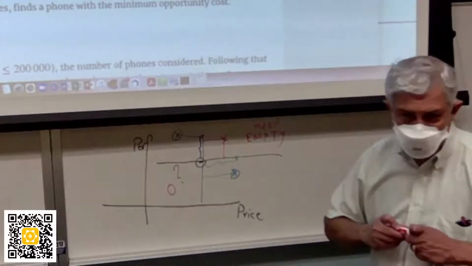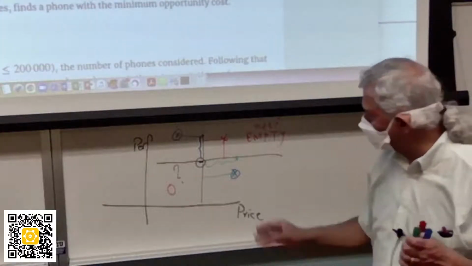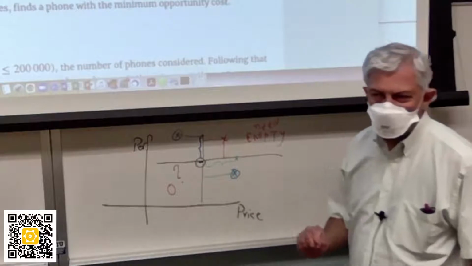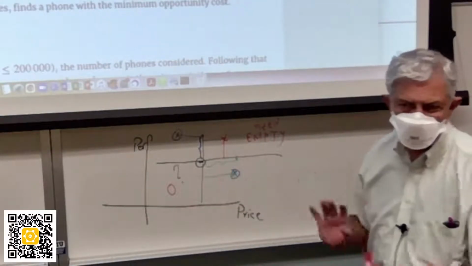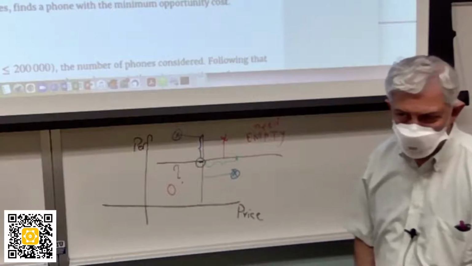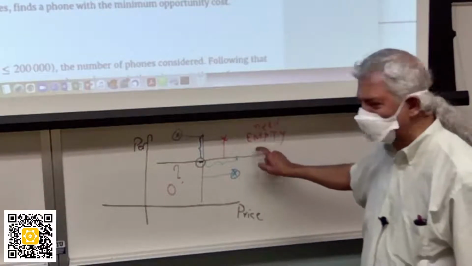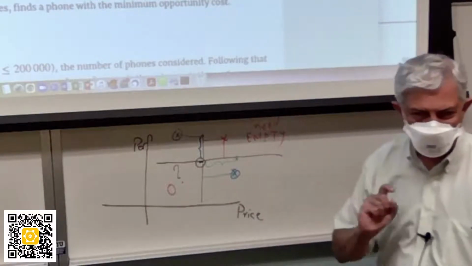So for every item, we're going to go and look at this region. If it's not empty, we'll ignore it. Otherwise, we'll keep it aside. Okay? And we know we can do this in the range tree in log n time.